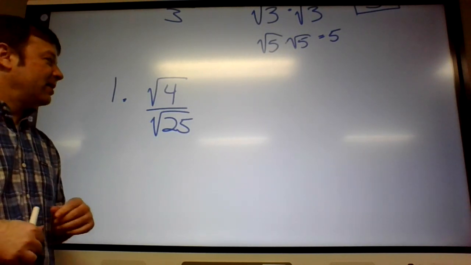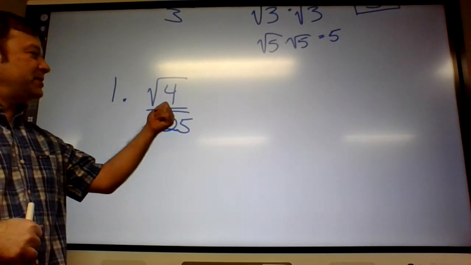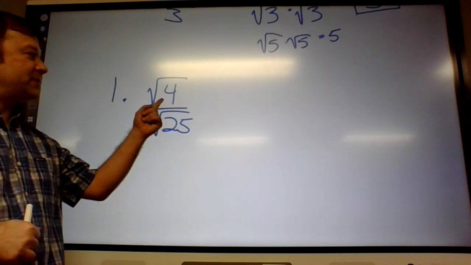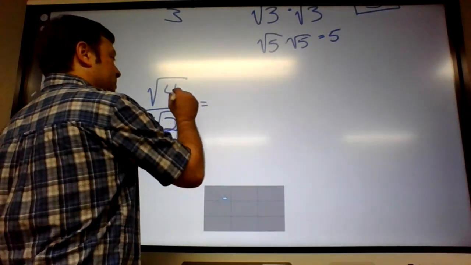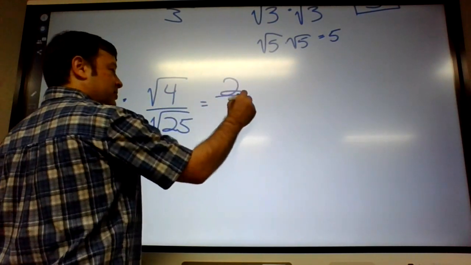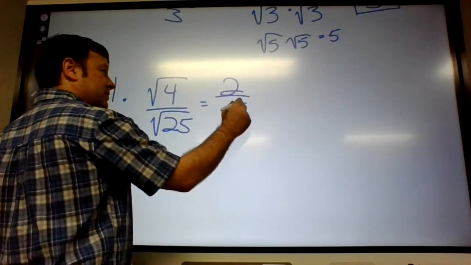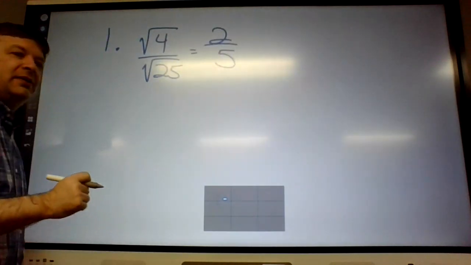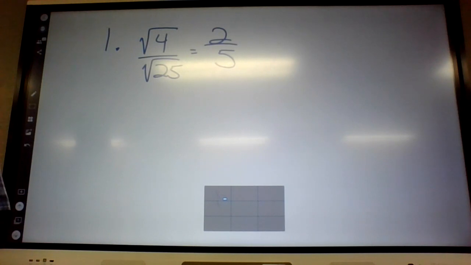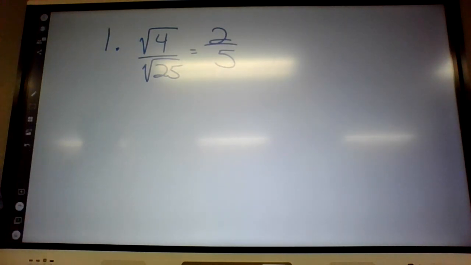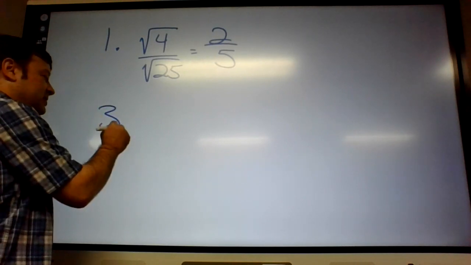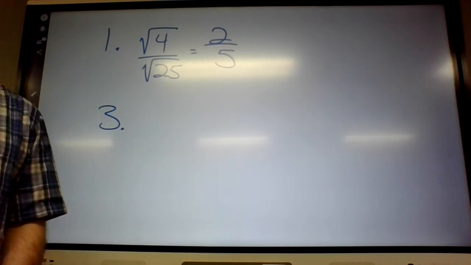Okay, on this one, these don't divide, but square root of 4 and square root of 25. Square root of 4 is 2. Square root of 25 is 5. A lot of you do have calculators that can handle square roots, but once we get to 17, that's when it'll get messy.